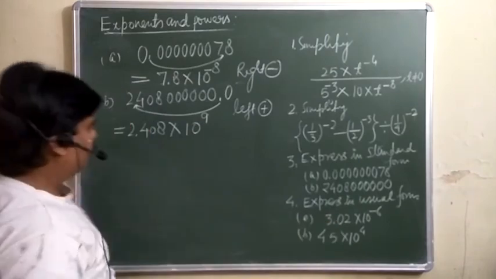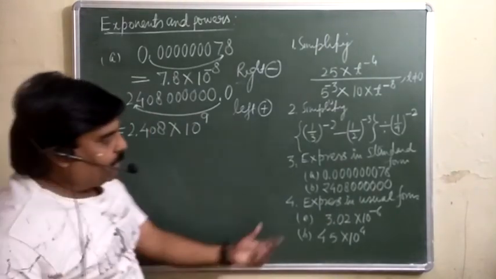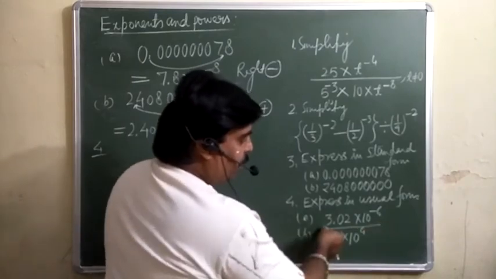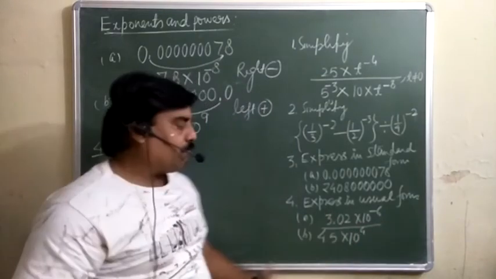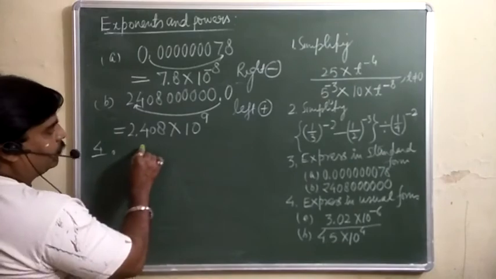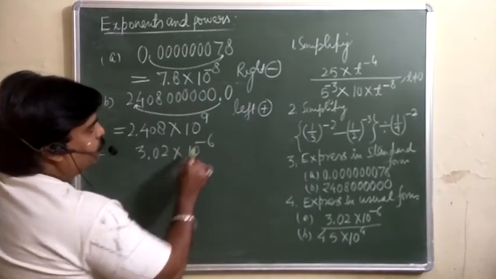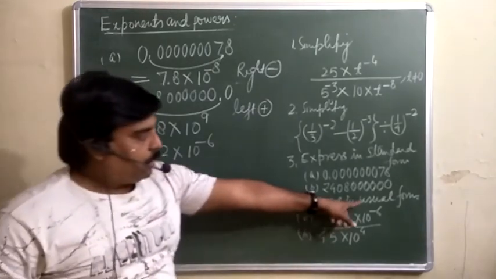Now the question number 4. We are saying this is to be expressed in the usual form. This is already given in the standard form. So this is your 3.02 into 10 raised to power minus 6. We want to write it in the usual form.